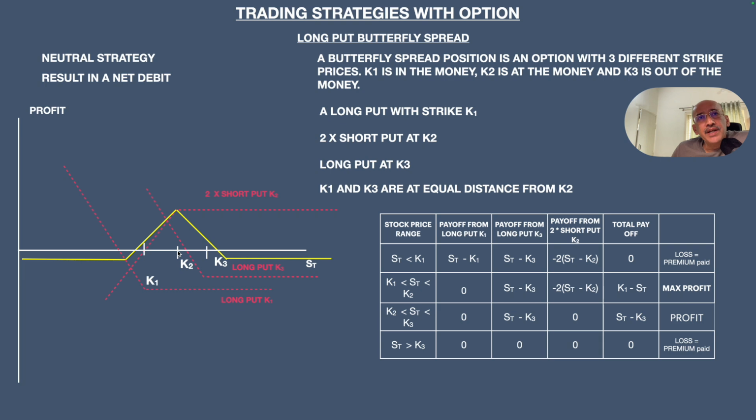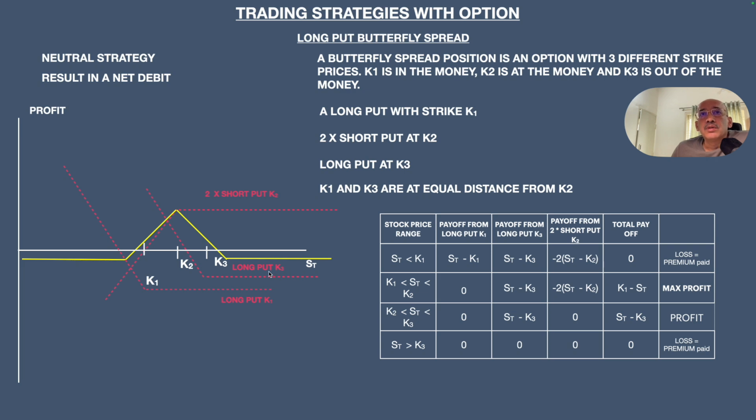Similarly, if the price is between K2 and K3, what will happen? The long put K3 will still be in profit. With the long put K1, you lose the premium. However, you get to keep the premium of two short puts, and there will be no loss generated because of these two short puts, because the price is above K2. As a result, you make some profit of ST minus K3, equal to the long put profit, isn't it?